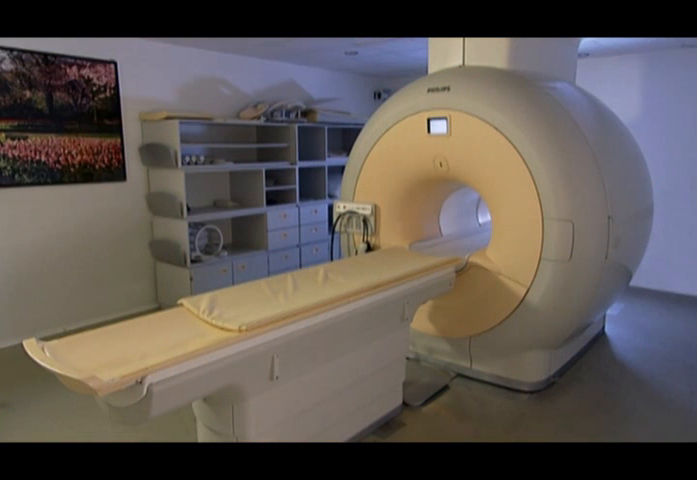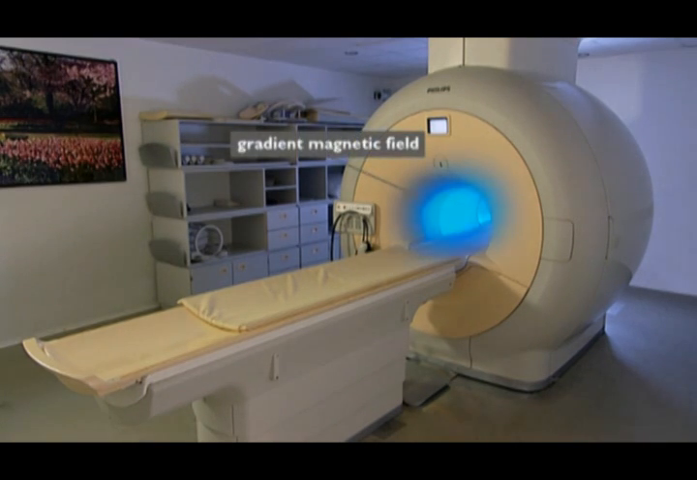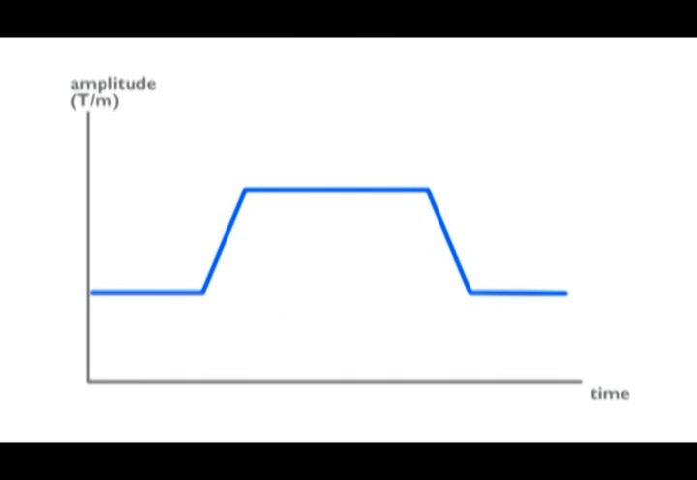The gradient fields are applied in three orthogonal planes, the X, Y, Z planes, and are switched on and off only during scanning. The strength of the gradients is determined by the amplitude of the gradient magnetic field, measured in Tesla per meter, and by the switching time in seconds. It is therefore expressed in units of Tesla per meter per second, the slew rate of the gradient system.